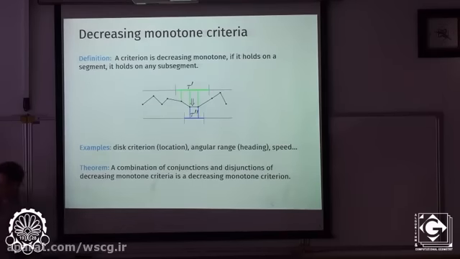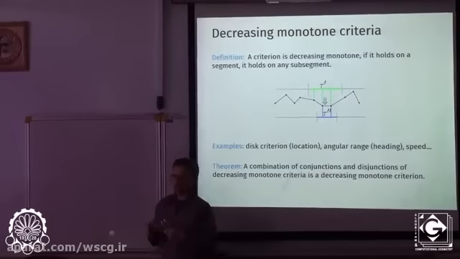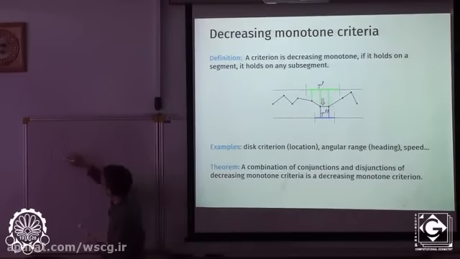What I'm saying is that this is a monotone criterion in the sense that if I have some part of the trajectory, and this is now not monotone in x or y or anything, where this property holds, so it holds on this part here, then it's monotone in the sense that if I take a smaller part, let's say this part, the criterion is still true.